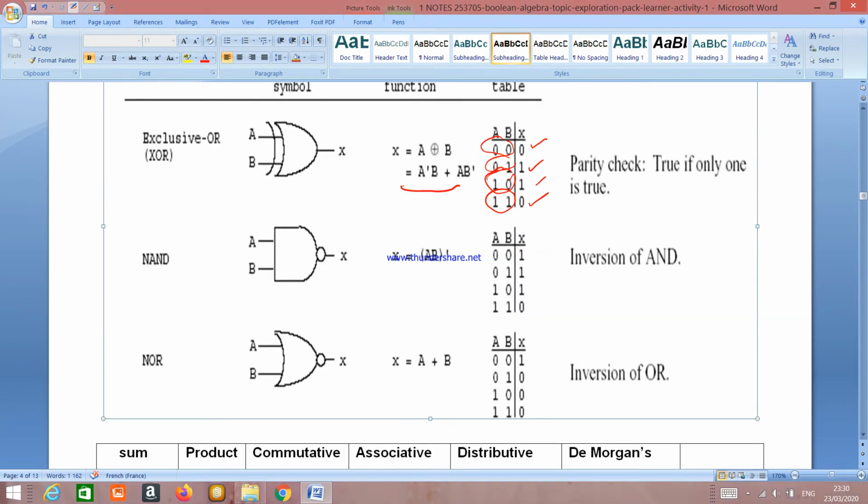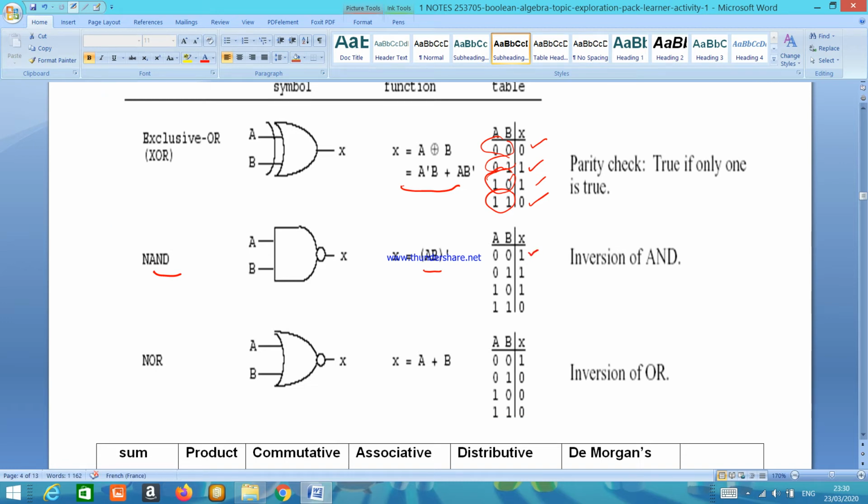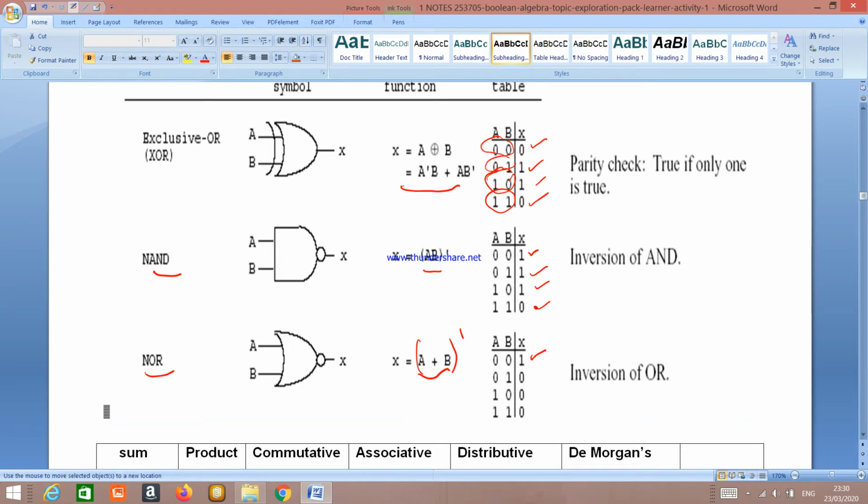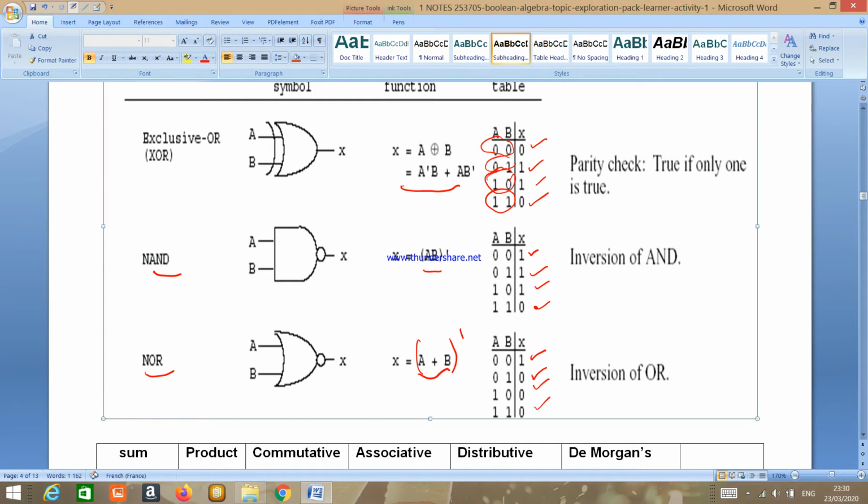Then you have the NAND gate. You multiply and then you invert. So 0 times 0 is 0, inverse is 1. 0 times 1 is 0, inverse is 1. 1 times 0 is 0, inverse is 1. 1 times 1 is 1, inverse is 0. And also you have the NOR gate. You add A and B and then you do the dash. 0 plus 0 is 0, dash is 1. 0 plus 1 is 1, the dash is 0, here 0, here 0.